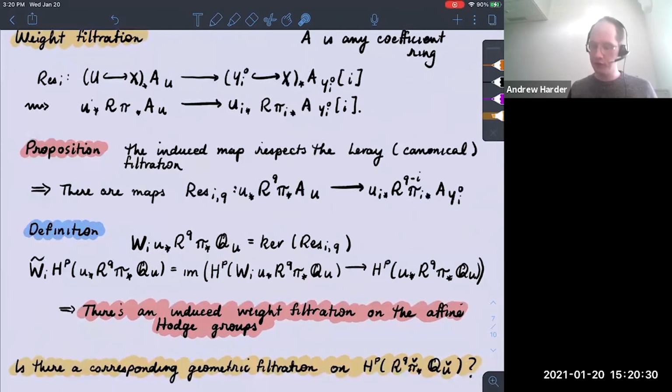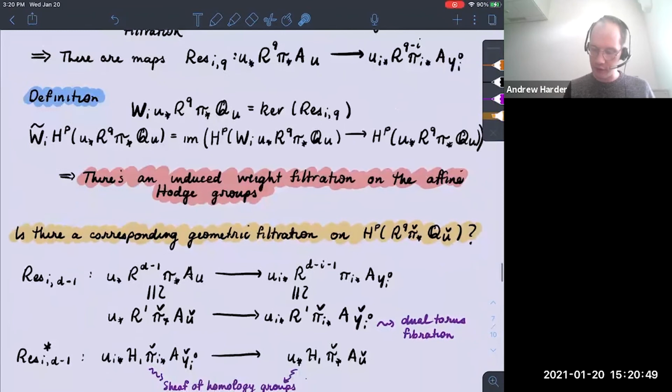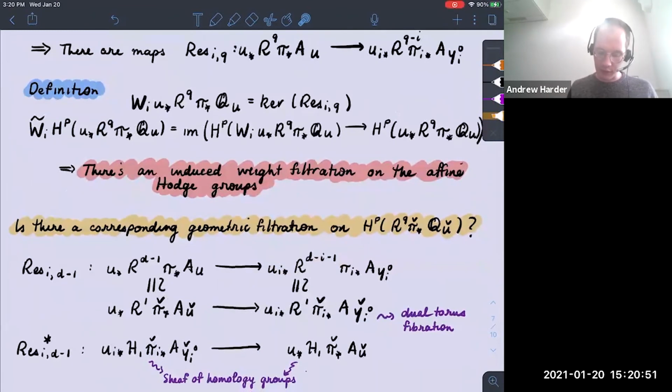So I get an induced thing that I expect to be like the weight filtration on these affine Hodge groups. What we want to do now is talk about how this can be transferred to a geometric type filtration on the dual affine Hodge groups. This is not very hard to see. What do you do? You take the top level residue map. This will go from R^{d-1} here to R^{d-i-1} on Y_i.